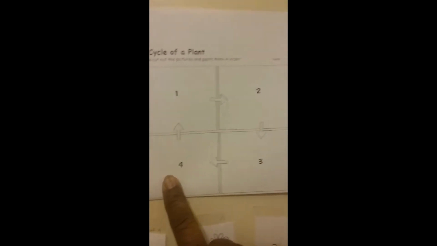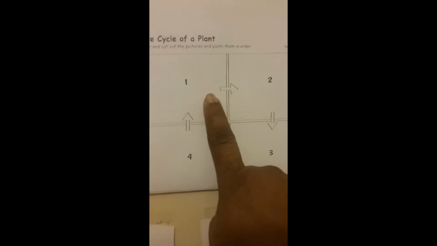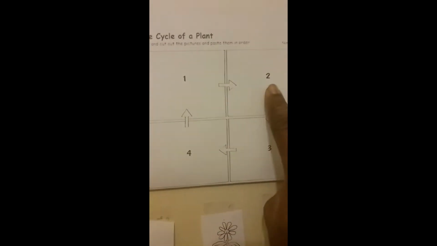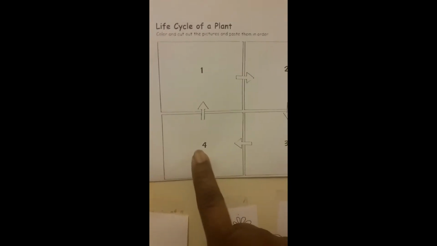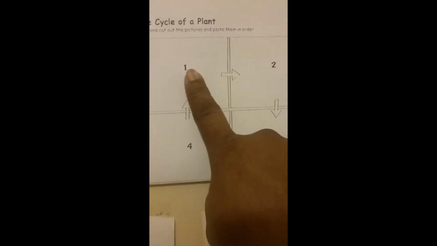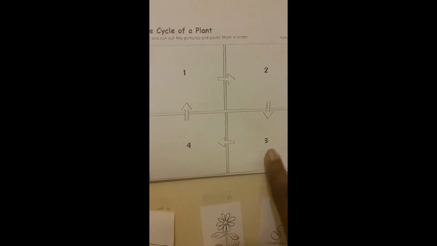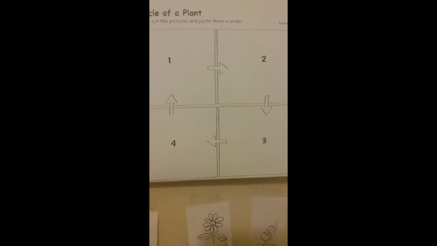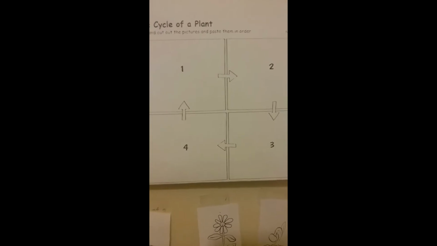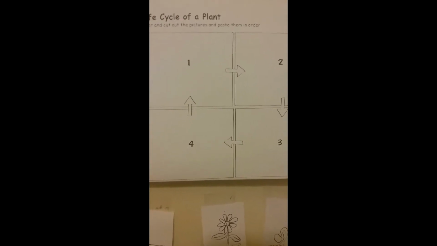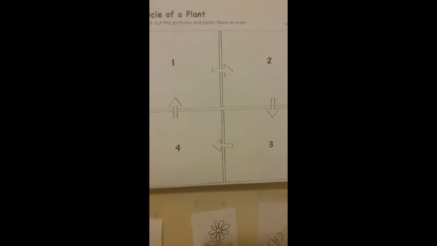Now, I want you to look at my arrows, because the arrows go this way and down, this way and up, and it keeps going around, because when we talk about the life cycle, we start at one spot and we go all the way around, and then we end right back up in that spot where we started. So we're going to start by looking at the various stages of the plant life cycle.